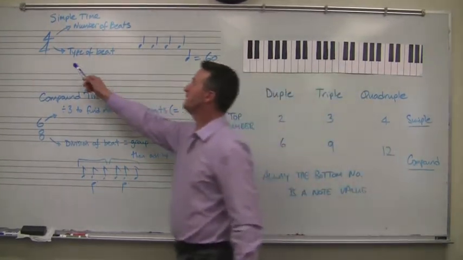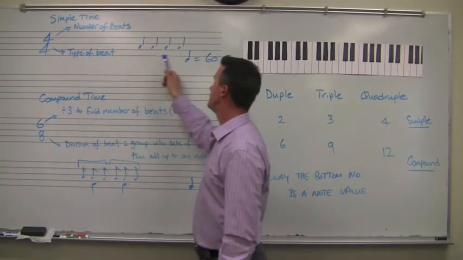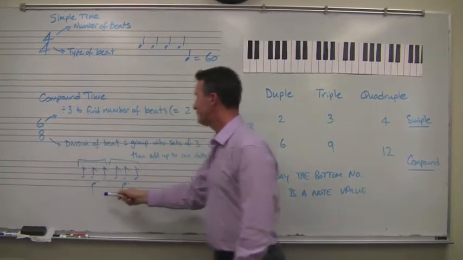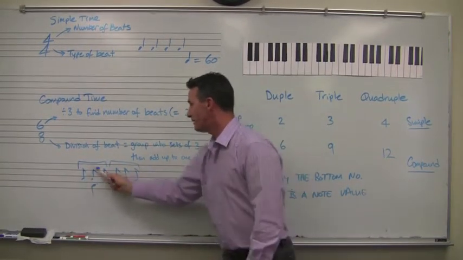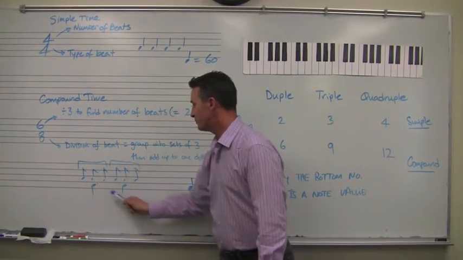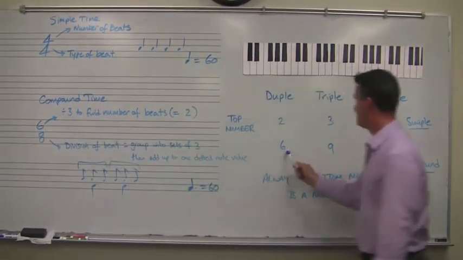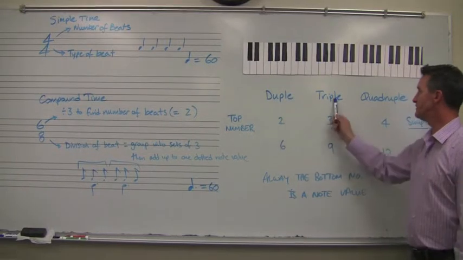And in simple time, the time signature tells you everything you need to know to find your beat group. In compound time, the time signature tells you how to get the division of the beat. You then have to group them together to find your actual beat, and you know how many beats because you refer to the chart here. You know, 6, 9, or 12 means 2 beats, 3 beats, or 4 beats.